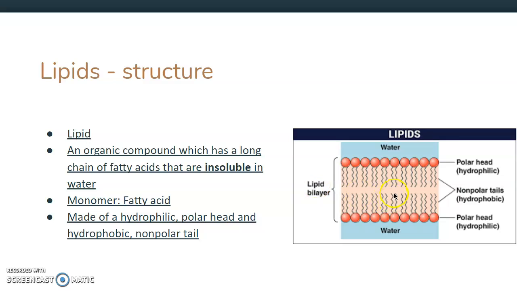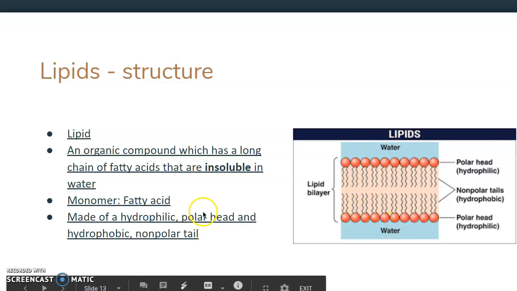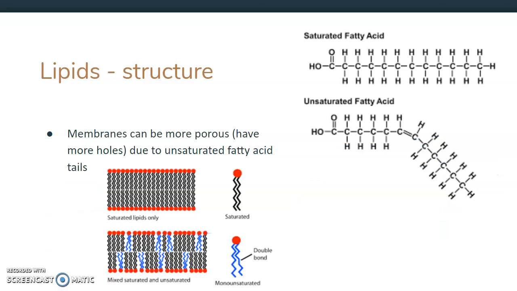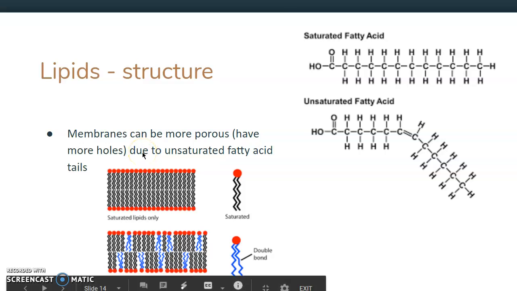So lipids form these nice bilayers very easily. And so this is our barrier of the cell, with the outside being up here and maybe the inside of the cell being here. And yeah, they're very important for cell membranes. So also an important thing to note about the structure is that membranes can be made more porous or have more holes in them due to our unsaturated fatty acid tails.